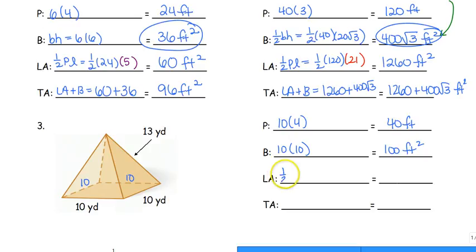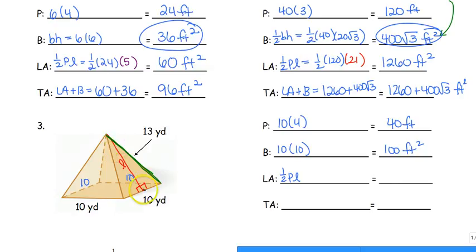Lateral area, 1/2 perimeter times slant height. So this is where it's going to change a little bit. Remember, the slant height that we're looking for is the height of our lateral face, the triangular side. So we need to find this L. You want to really pay attention to the diagram that you're given. Some of you may have just said, okay, it's 13. That 13, though, is pointing to the corner of your pyramid. That's not the slant height.